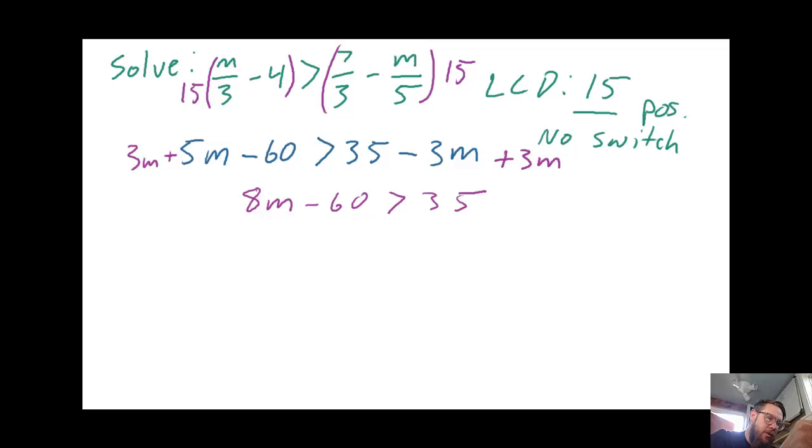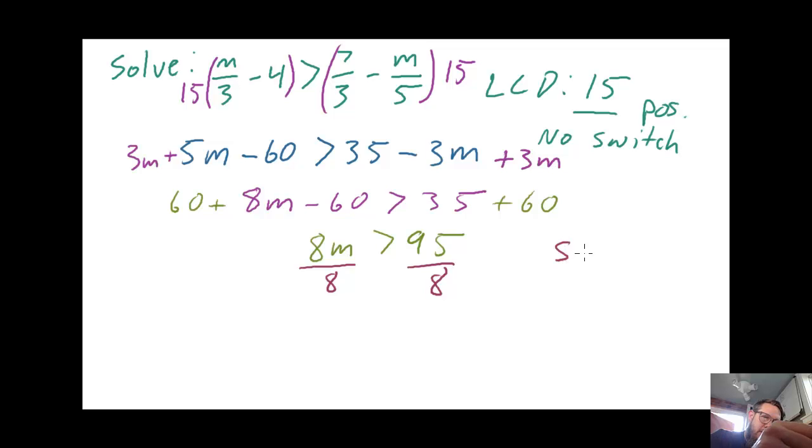Right, so now I want to get all my constants over to the right. So I'm going to add 60 to both sides. That'll give me 8m is greater than 95. So we're almost there. All we have to do is to divide both sides by 8. Do we have to do anything with our sign here? No, because it's positive, right? So we're dividing by a positive number, so our sign stays the same.